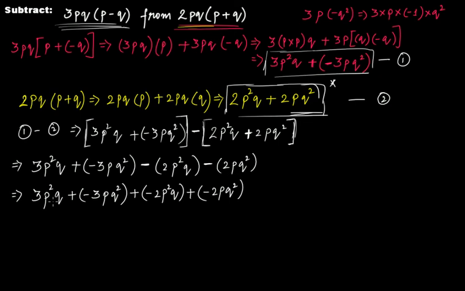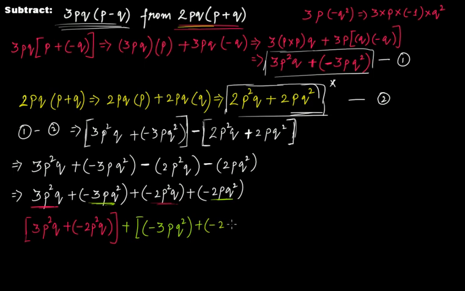Now if you look at this expression carefully, then 3p squared q and minus 2p squared q are like terms because p squared q and p squared q are the same algebraic factor. Now this expression is basically addition, plus sign, plus sign, plus sign. So just add the terms together. When you add these two terms together, you get 3p squared q plus minus 2p squared q. Now this term, minus 3pq squared and minus 2pq squared, these are again like terms because here you have pq squared and here you have pq squared. So plus minus 3pq squared and plus minus 2pq squared.